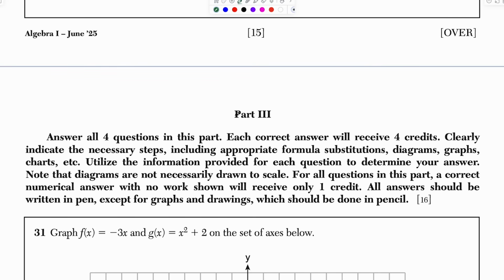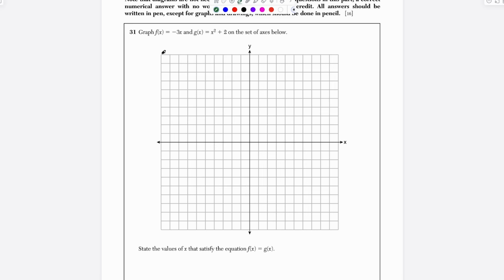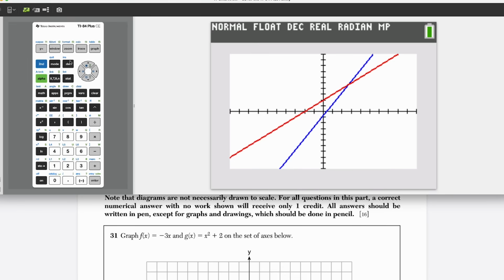So now we're moving on to part 3. There's 4 questions here, and each one is worth 4 credits. Question 31, we're going to graph f of x equals negative 3x and g of x equals x squared plus 2x on the set of axes below. And then we have to state the values of x that satisfy the equation f of x equals g of x. So to graph these, we might as well use the calculator to help us get an accurate graph.